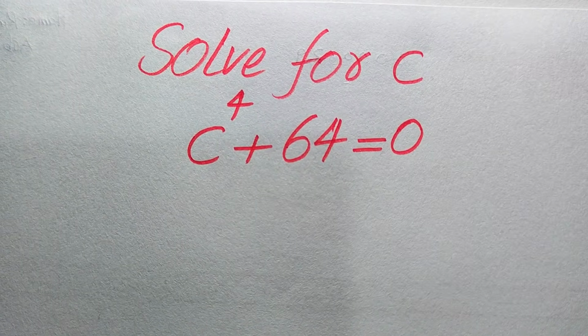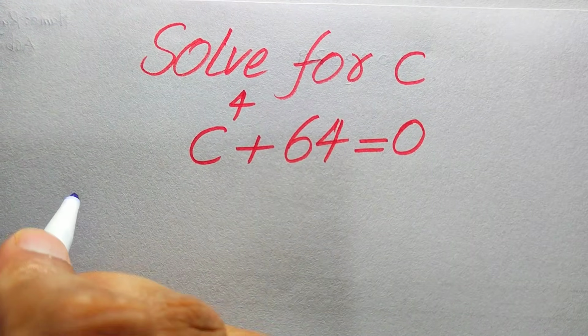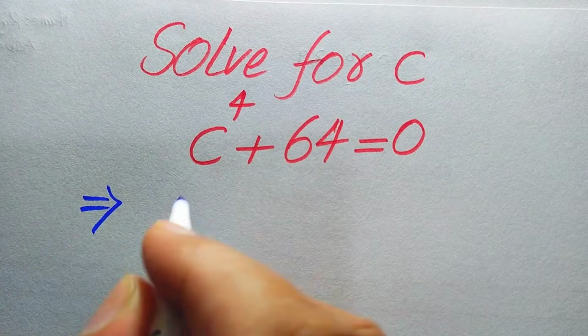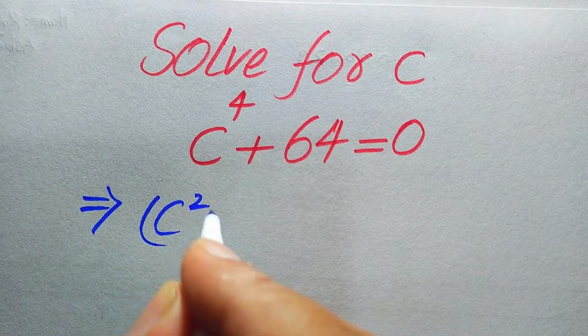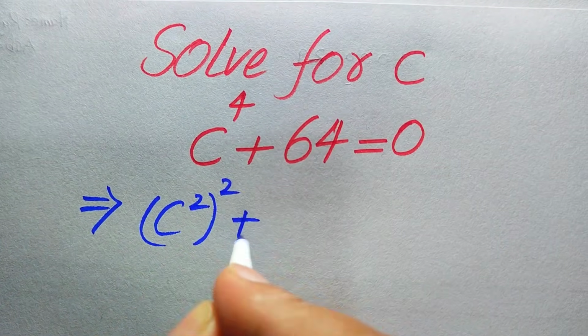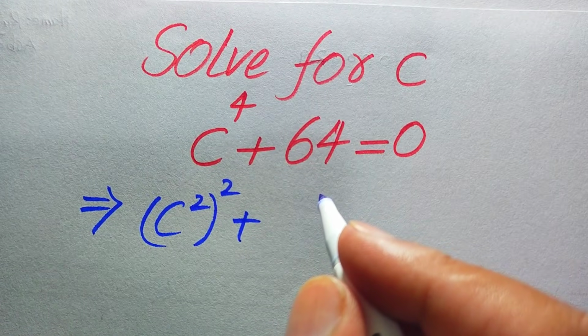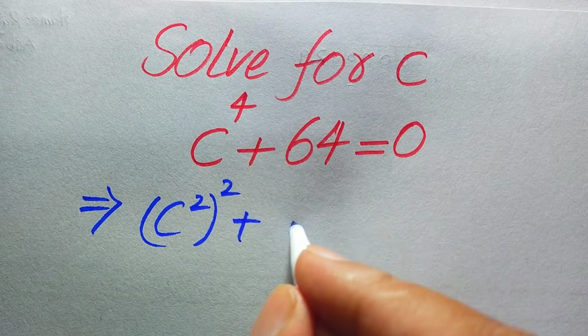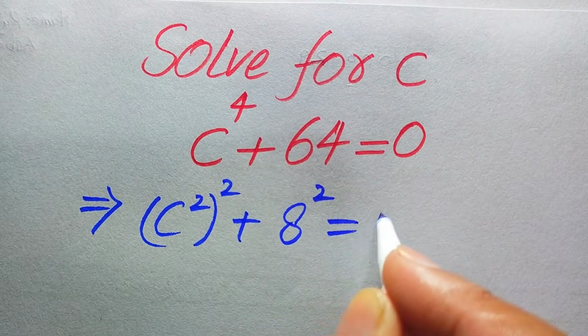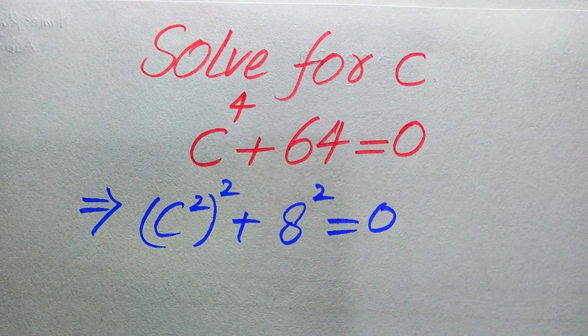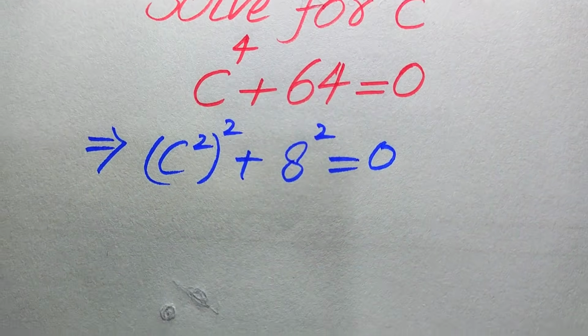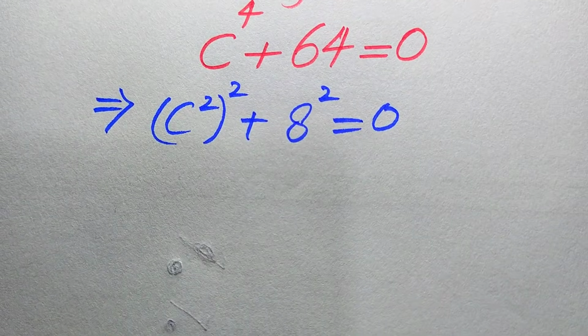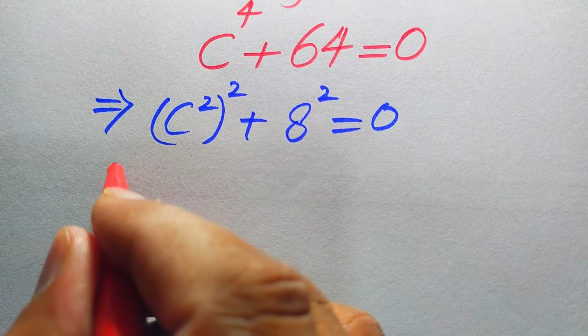So first we rewrite this equation. We have c to the power of 4, we write it as c square and its whole square, plus 64, and we write this 64 as 8 square, and this whole equation equals 0. And now here we need to use a nice algebraic formula. First we complete the square of this term, and you very well know about that.